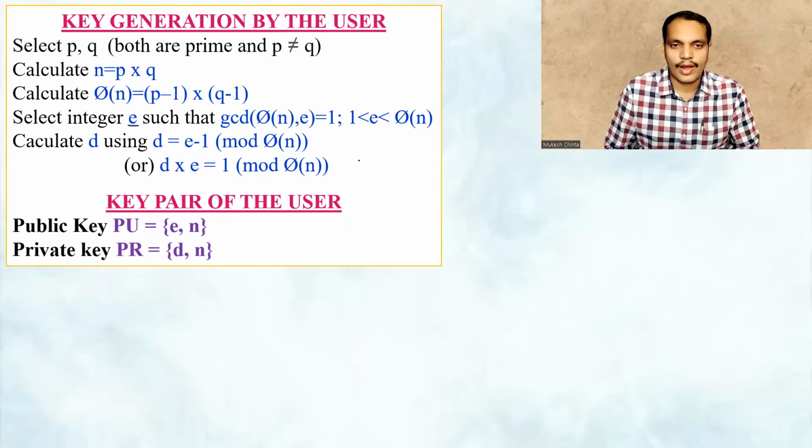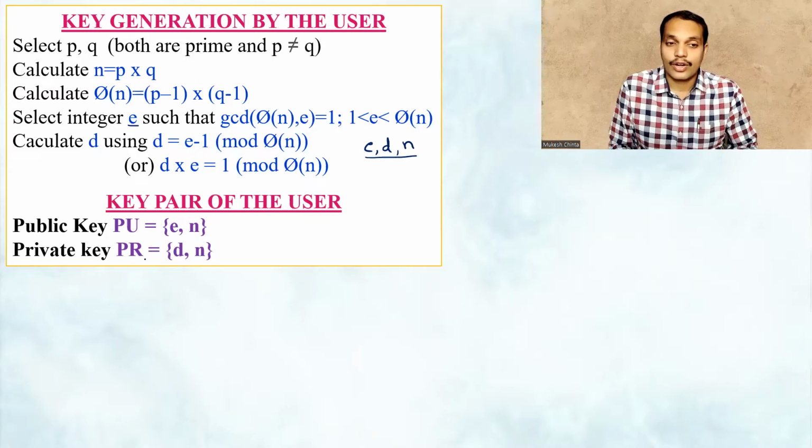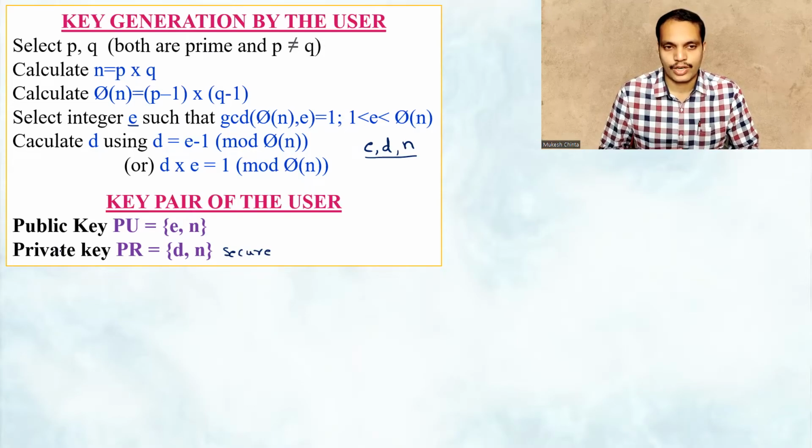Hence, once we get all the values, I have the E value, the D value, and also the N value. Based on these values, I publish my public key, which is nothing but E comma N, and then I keep my private key secure. This should not be disclosed to anyone. That is why we call it the private key, private only to the user.